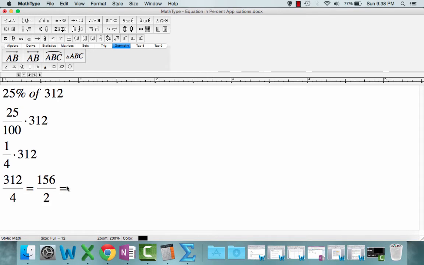I can divide this by 2 again. So the 2 divided by 2 is 1. And 156 divided by 2, I can take 150 and 6 and divide each of those by 2. And I get 75. And half of 6 is 3. So I get 78. And 78 over 1 is just 78.